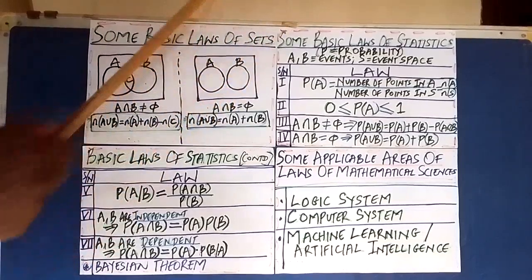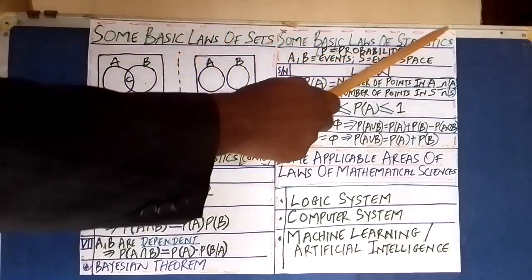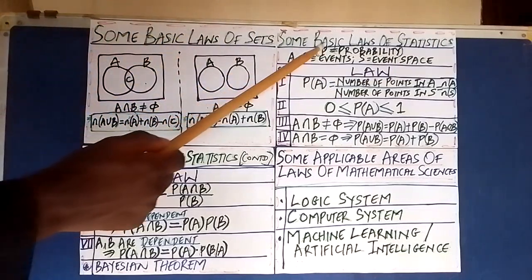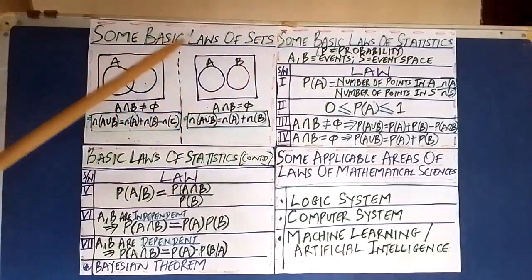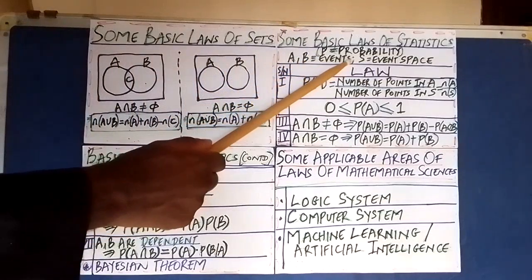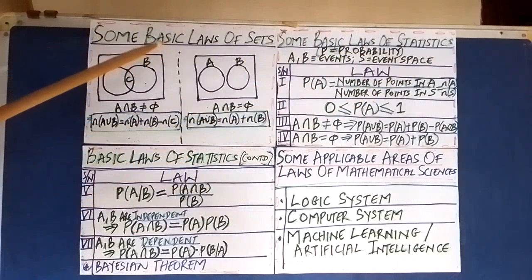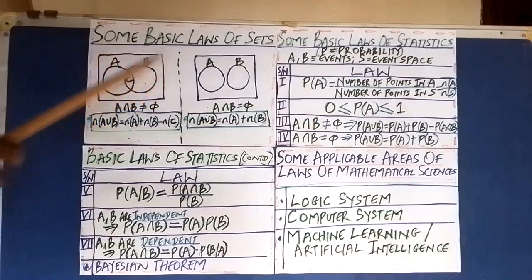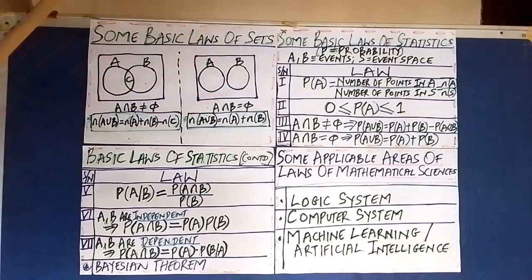So now let's move to consider some basic laws of statistics. In this consideration, the symbol P represents probability, and A and B are events, and S is an event space. By talking of event space, we are talking about the union, all possibilities with respect to the space we are talking about.